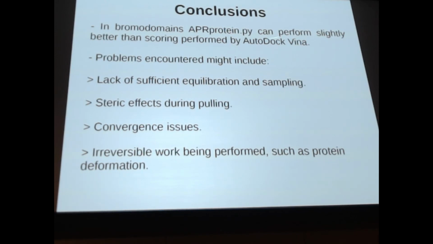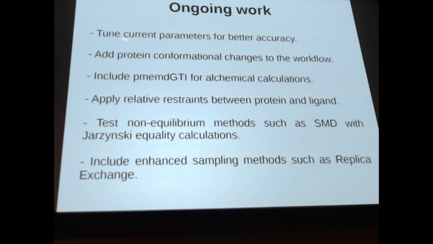So now it can perform slightly better than AutoDock Vina. Problems encountered might include lack of equilibration and sampling, steric effects, convergence issues, and also irreversible work being performed, which you don't want. Right now, I'm just tuning the parameters, adding conformational change to the workflow, adding alchemical calculation, applying relative restraints, testing non-equilibrium methods, and so on. So basically, just keep adding stuff, all automated, so we can do all of this without any manual interference.